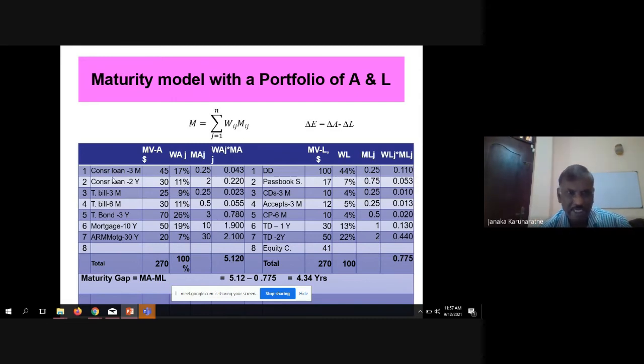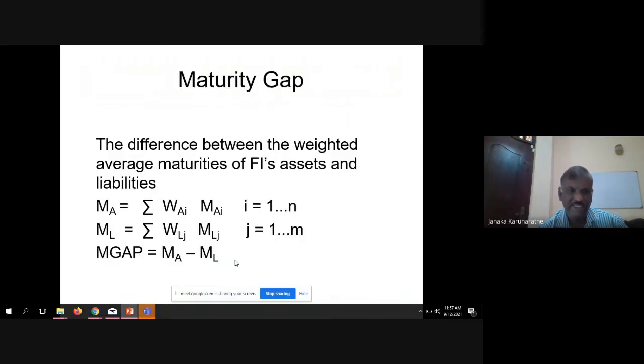Similarly, if you take the second item, maturity is 2 years, weighted average is 11%, so you get WAMA. When you do that for all the assets and liabilities, it's a very simple example, you end up with a total of 5.12. So this 5.12 is the maturity of assets, that is MA.